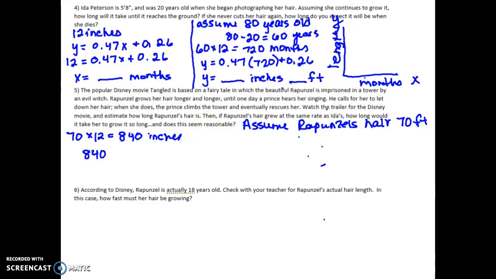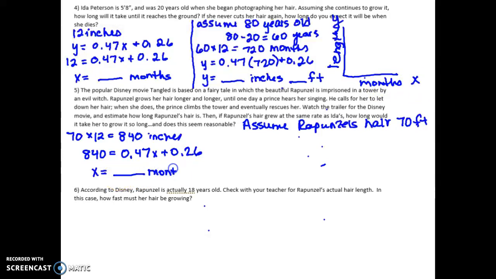So 840 is going to be equal to 0.47x plus 0.26. When we use that, we're going to solve for x, so we're going to find out how many months. So we're finding out, again, the x value. The x is going to tell us how many months, and I want you to then turn that into years. Remember, there's 12 months in a year, so all we have to do is divide by 12 when you get your answer, and that'll tell you how many years.